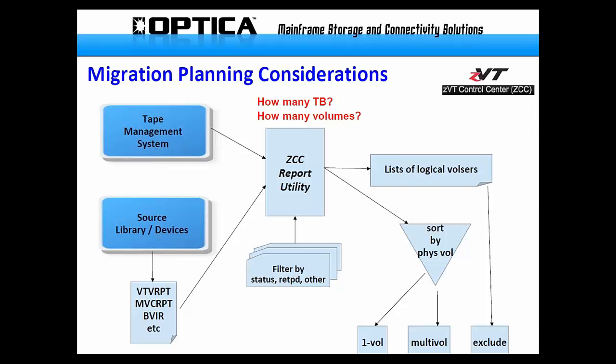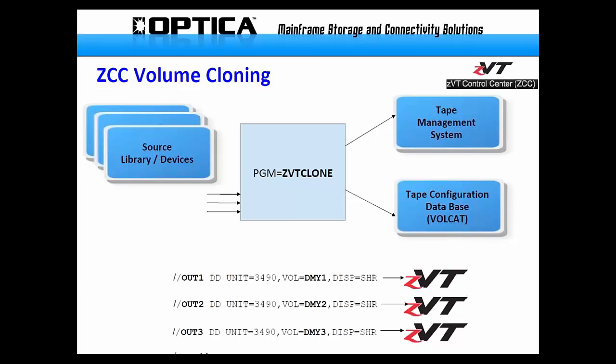But once we have our list of volumes, and this is the primary success factor in migration, having a robust reporting utility like ZCC to generate these lists of volumes, then we have to go and copy the volumes. And this is where our cloning methodology comes in. We were really, I think, the first vendor to come up with this. Wherever the source is coming from, we have a list of input volumes that we have generated out of our report utility, and that list is input into a program called ZVT Clone.